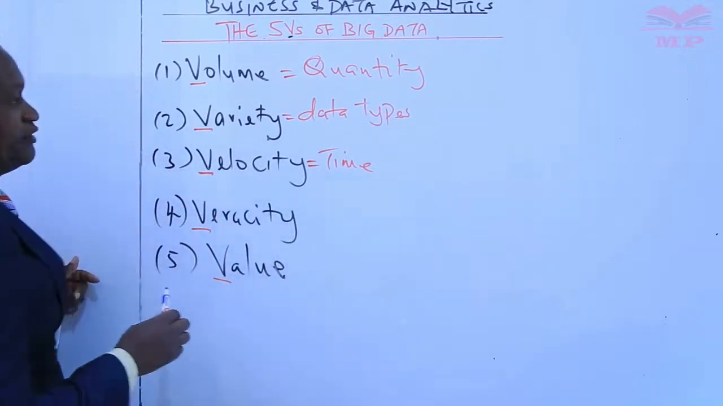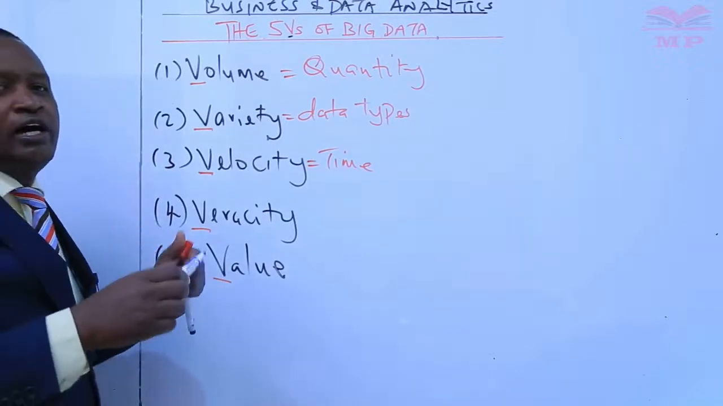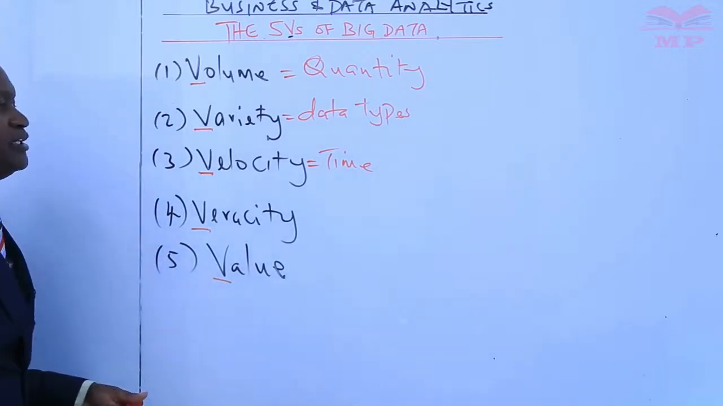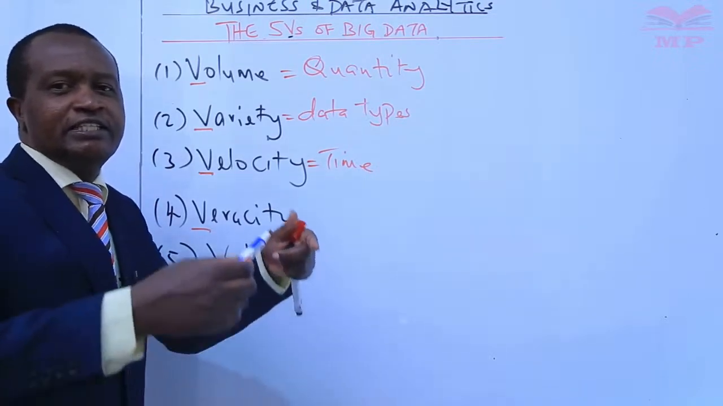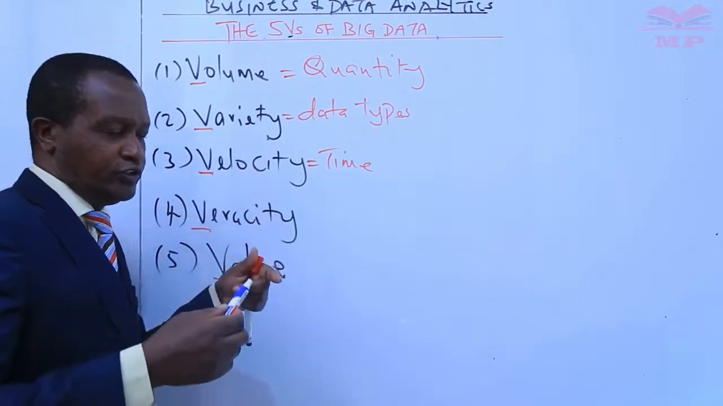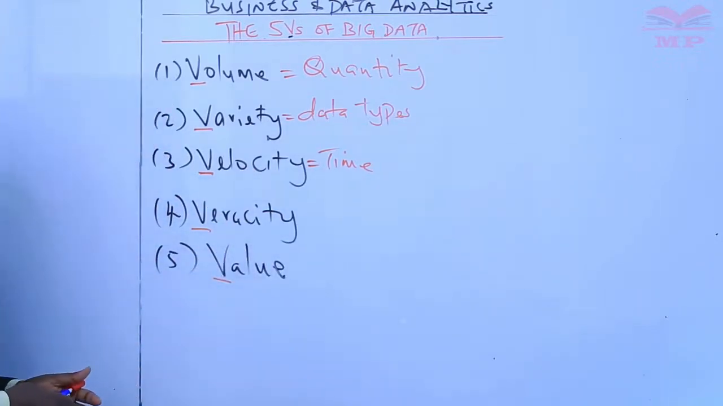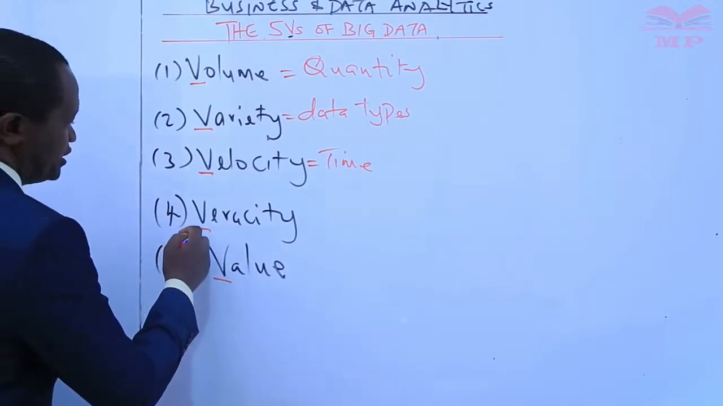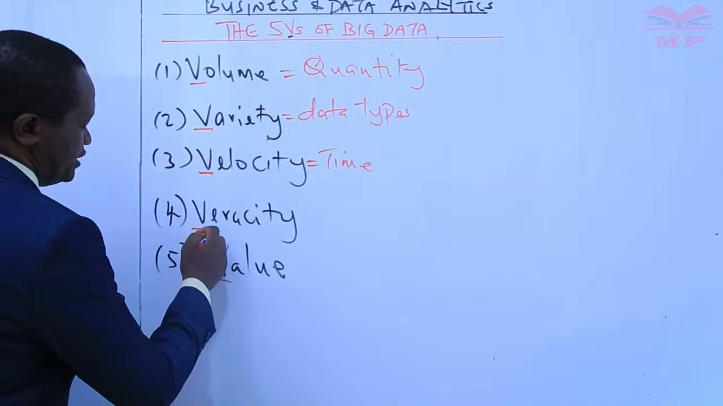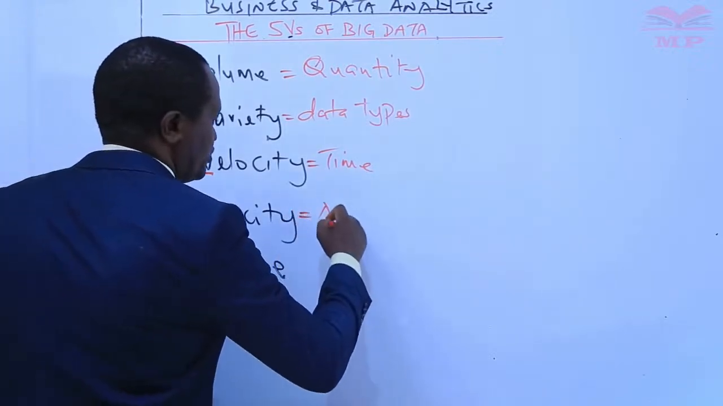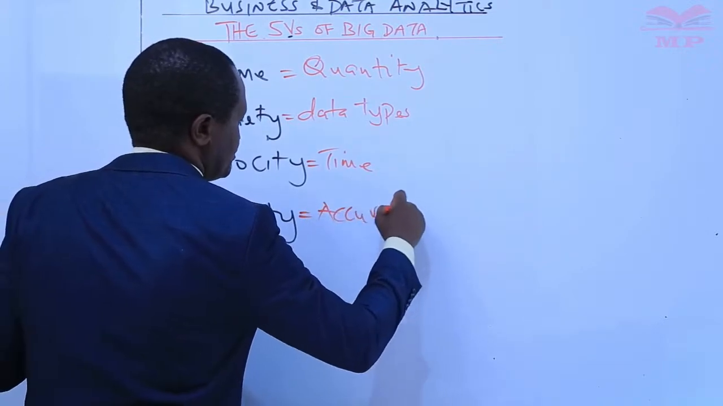Velocity refers to how quickly data is generated and how quickly data is moved or flows from point A to point B. The fourth V is veracity. Veracity refers to the accuracy of data.